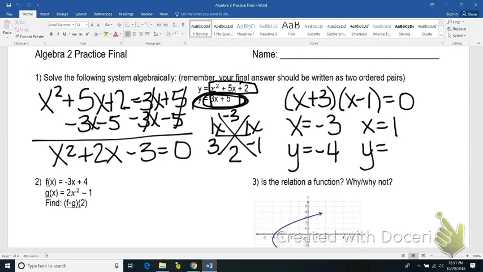Plus 5, my first y value is negative 4. And then if you do the same kind of plug and chug but with the number 1, 3 times 1 is 3 plus 5 is 8. So then I know there's not a ton of room, but you would then want to write 2 ordered pairs. So negative 3 comma negative 4 and 1 comma 8.